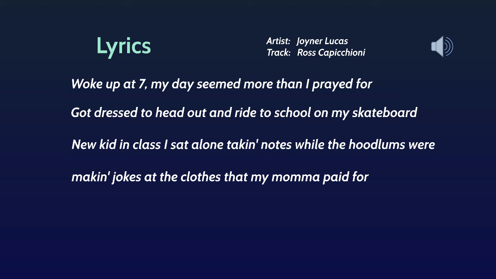In this example, Joyner Lucas is telling a story, and so he's using very simple diction, using very literal words, and trying to create an image in your head. This is called imagery, and something you might have already heard of, very self-explanatory. But the goal here is for the listener to feel and visualize exactly what Joyner Lucas wants to portray.